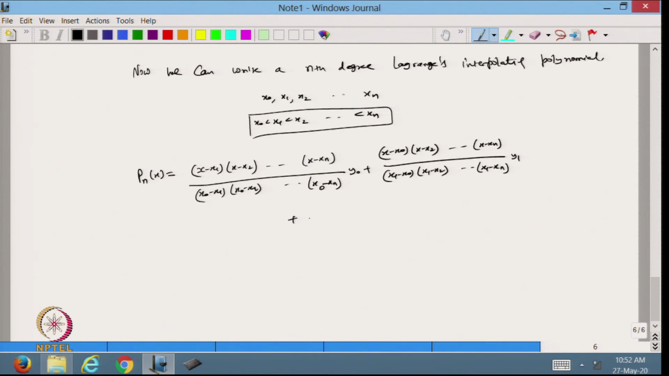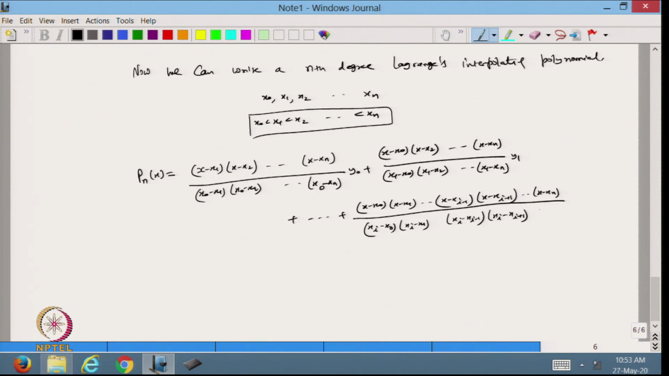so if I go to the ith one, I can write it as x minus x0, x minus x1, up to x minus x(i minus 1), x minus x(i plus 1) up to x minus xn, divided by xi minus x0, xi minus x1, up to xi minus x(i minus 1), xi minus x(i plus 1), and in the end xi minus xn. This is corresponding to the yi.